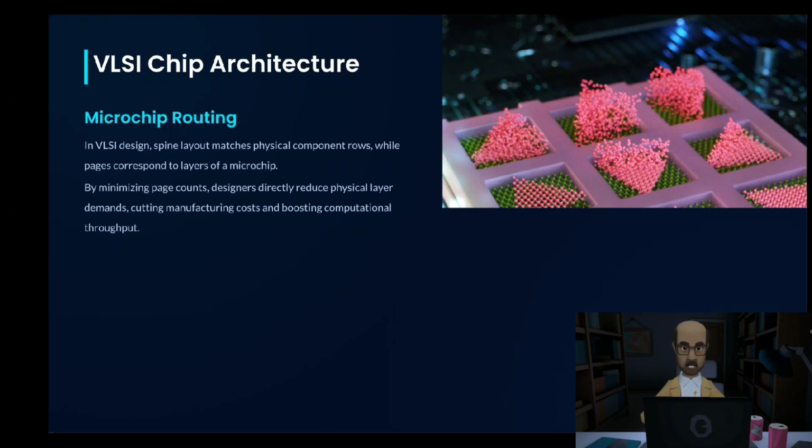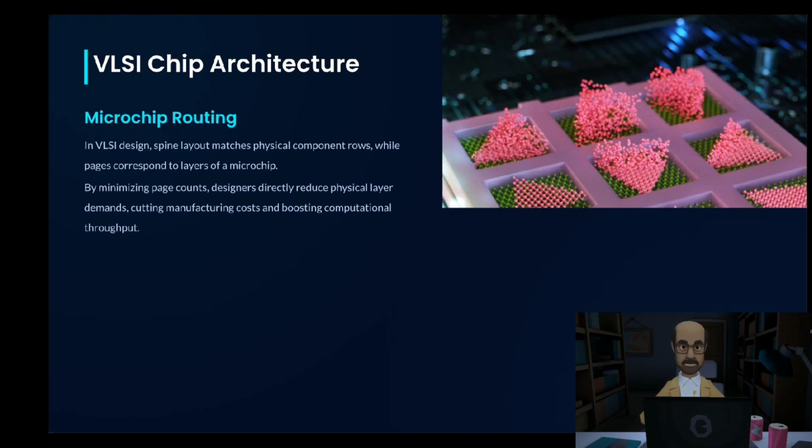Interestingly, the spine layout we discussed earlier perfectly matches the physical rows of components on a microchip, while the pages correspond directly to the physical layers of the microchip itself. By minimizing the page count using book embedding principles, chip designers can directly reduce physical layer demands. This is a massive advantage because it cuts manufacturing costs and significantly boosts computational throughput.